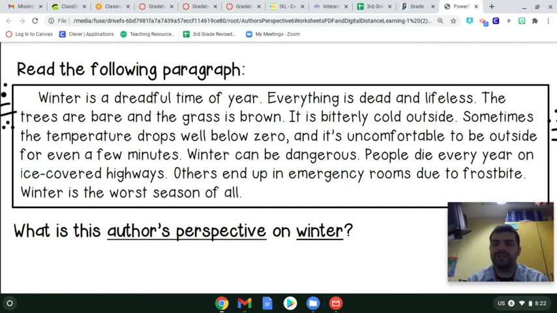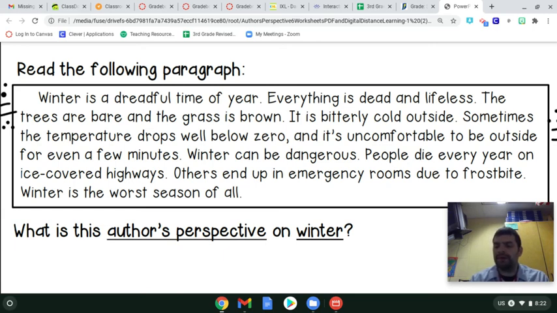And then if it asked you which details let you know that that is what his perspective was, you could point to all these things I already talked about. The fact that he says the temperature drops below zero and it's uncomfortable, that it's dangerous, that people die every year, and that others end up in emergency rooms. All of those are details that let you know what he believes, what his point of view is.